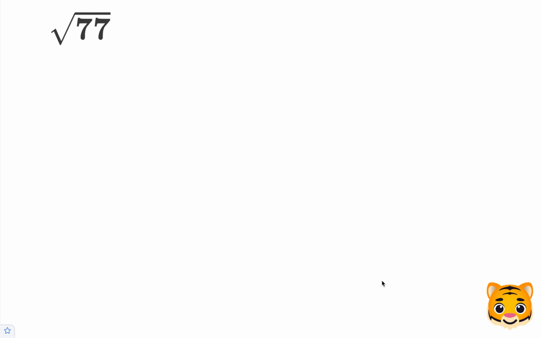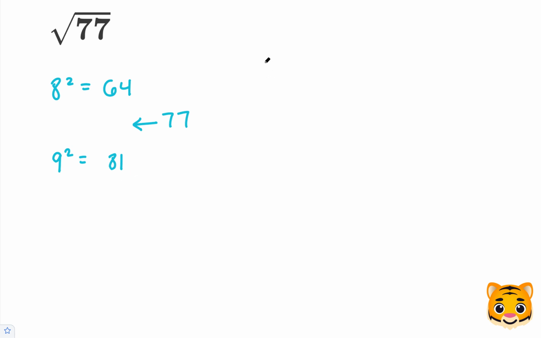In this example, we will be estimating the square root of 77 to the nearest 10th place value. To do this, we want to look at perfect squares nearby to 77. An example of this would be 8 squared, which is 64. This is smaller than 77, so we'll try 9 squared. 9 squared is 81. We can see that 77 lies between 64 and 81.